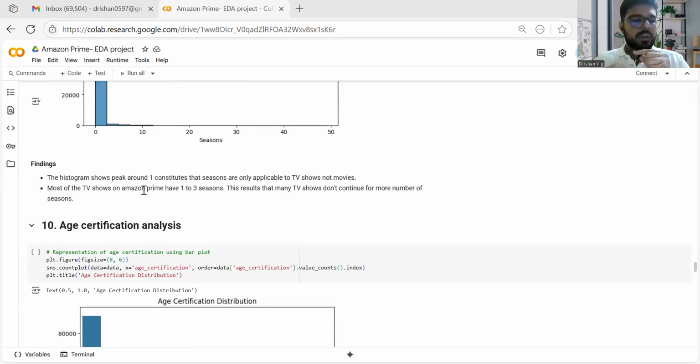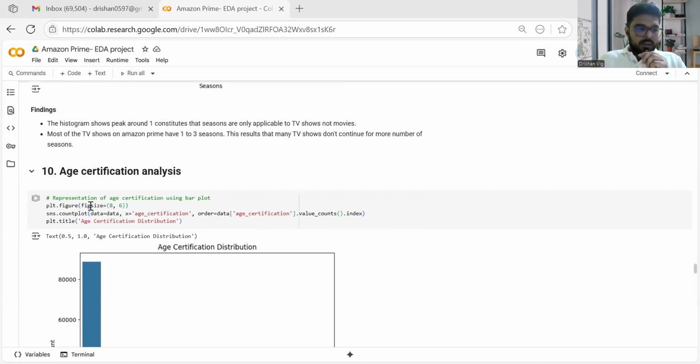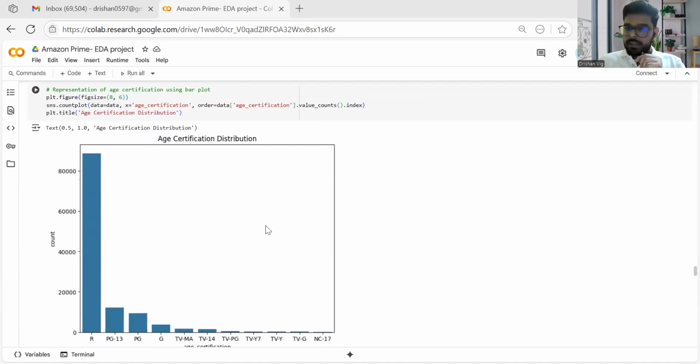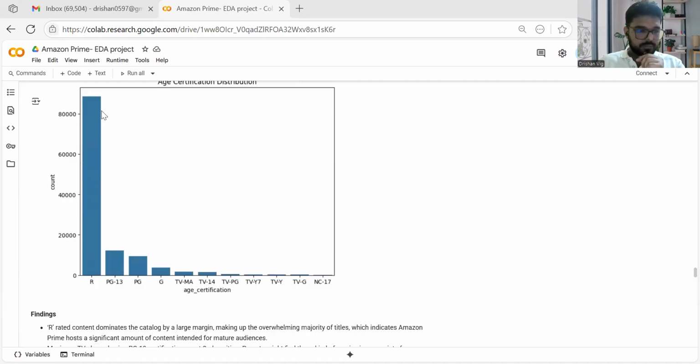So most of the TV shows on Amazon Prime have 1 to 3 seasons. After that, there are no seasons available for that particular show. Okay, we can infer it from this visualization. Now it's time to analyze the age certification, like which movie has an R certification, which movie has a PG certification, and all. We can simply see it from this visualization.